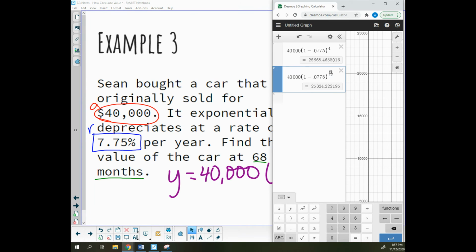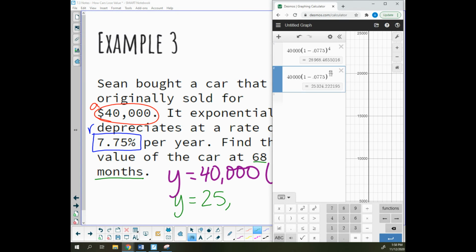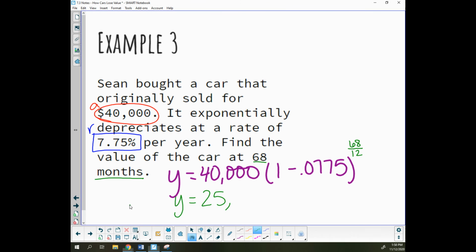$25,324.22, because 0.222 is going to round off at 22. Right? Y equals 25,324.22.